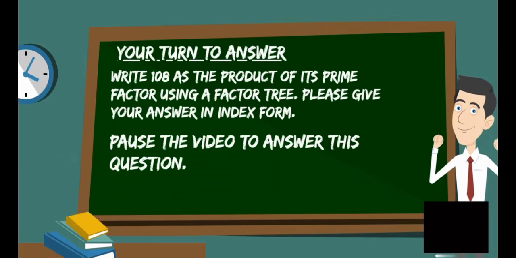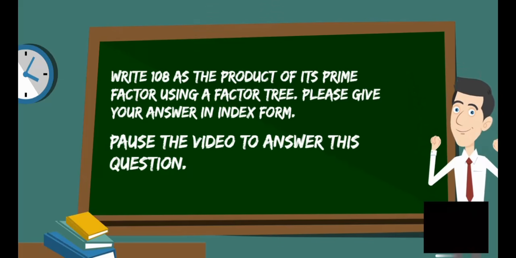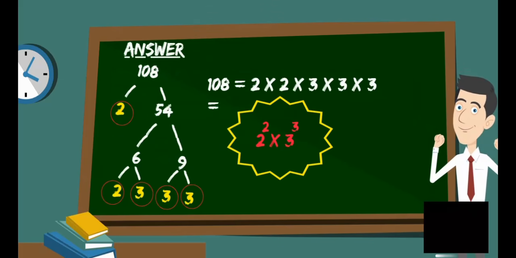Write 108 as the product of its prime factors using a factor tree. Please give your answer in index form. Pause the video to answer this question. The answer is 2 squared times 3 cubed.